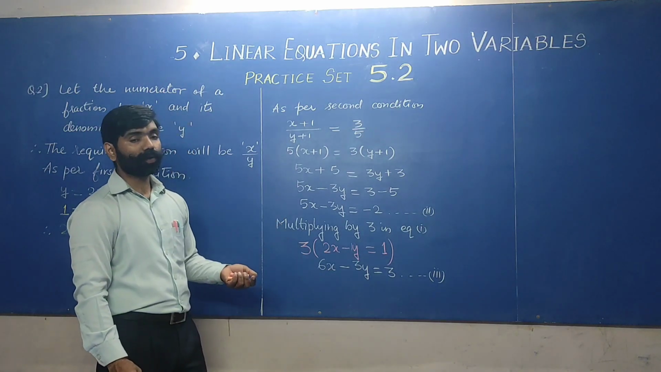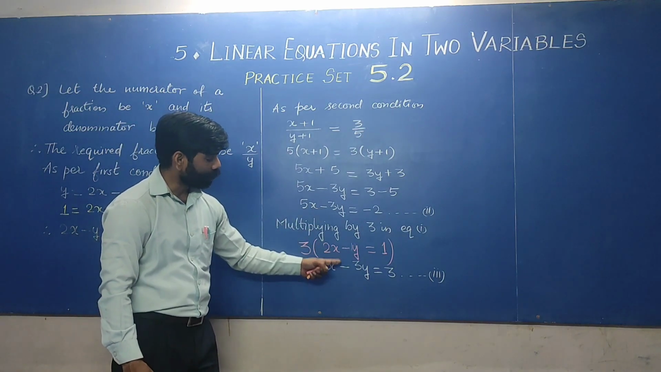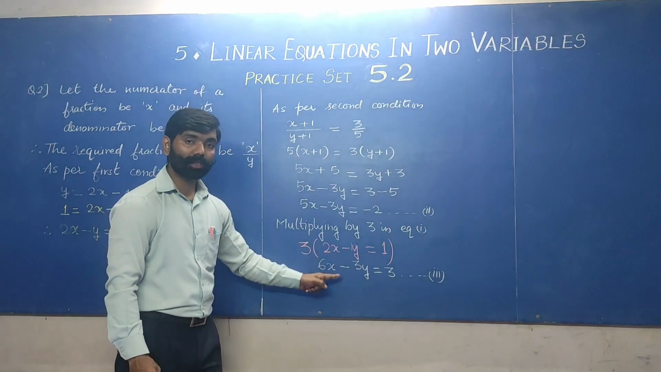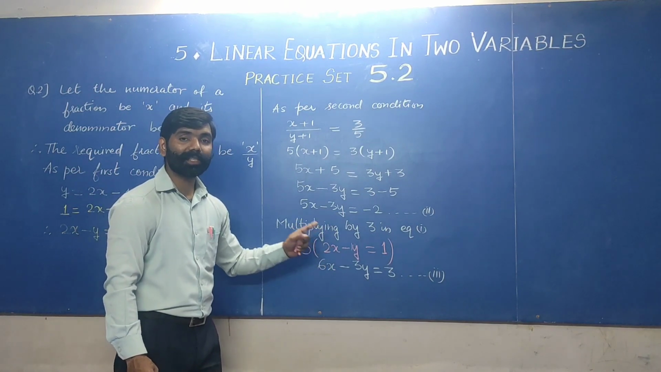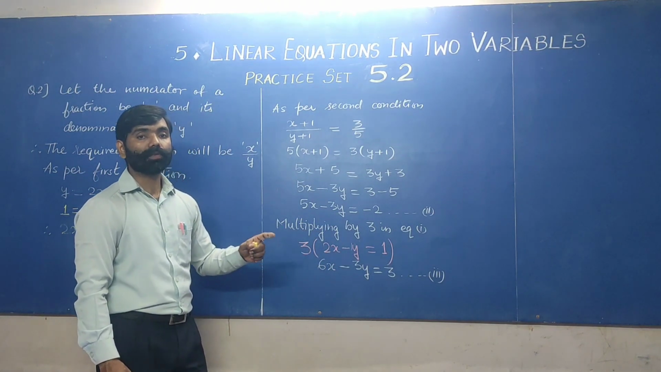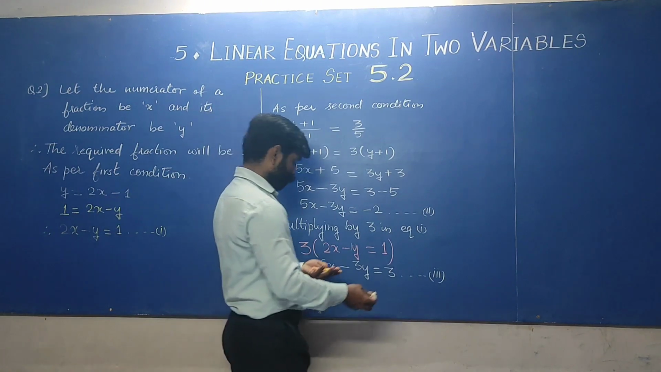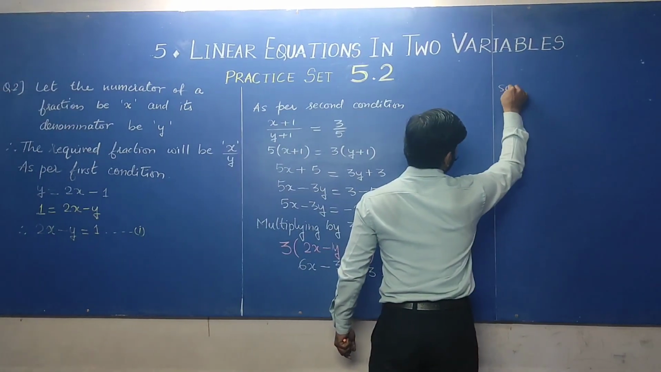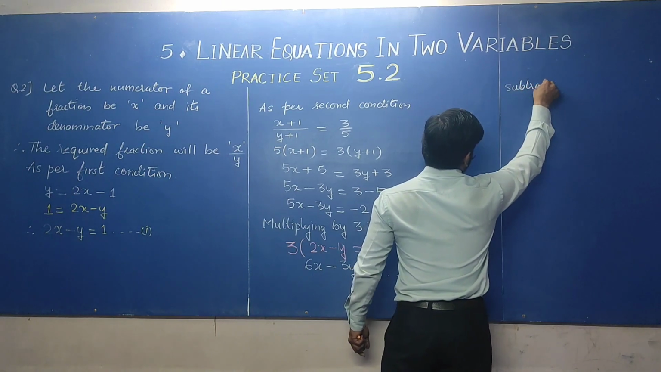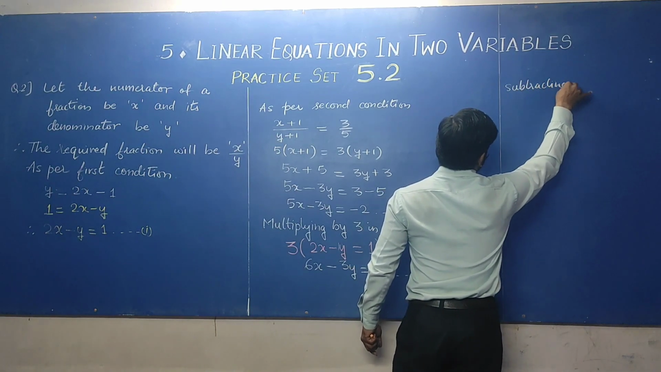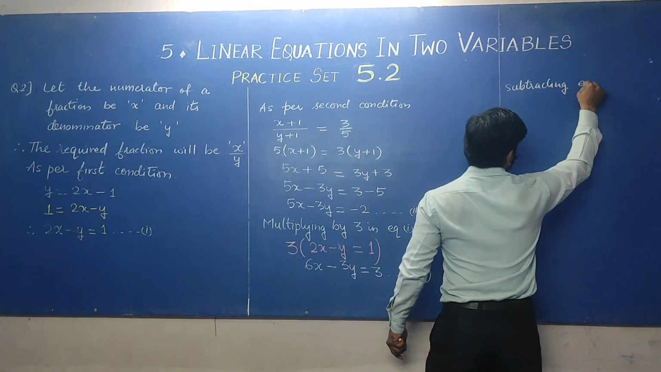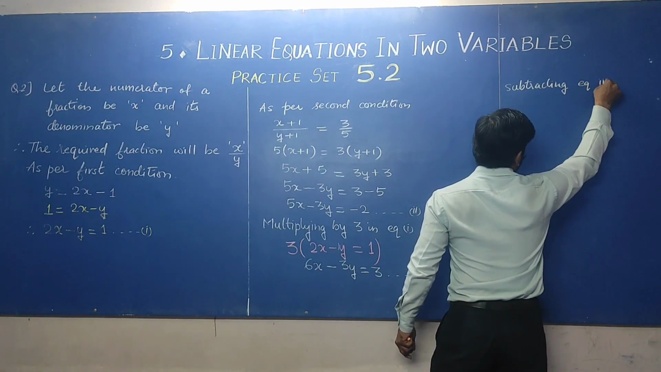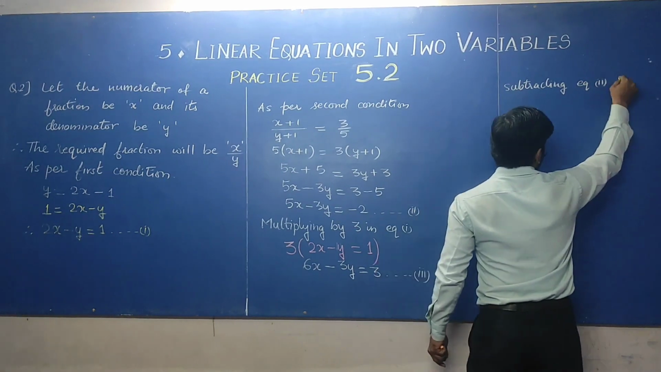Now what we are going to do? We will see the sign. This is minus, this is also minus. So both the signs are same. That's why we are going to subtract the equations. Now subtracting, we are going to subtract. So we will write subtracting equation 2 from 3.